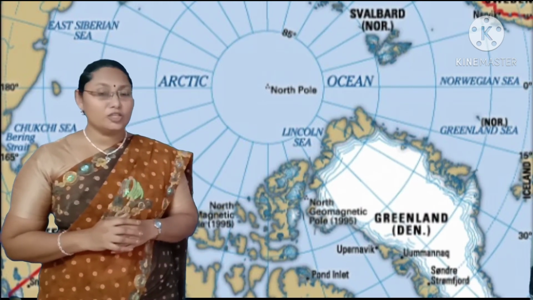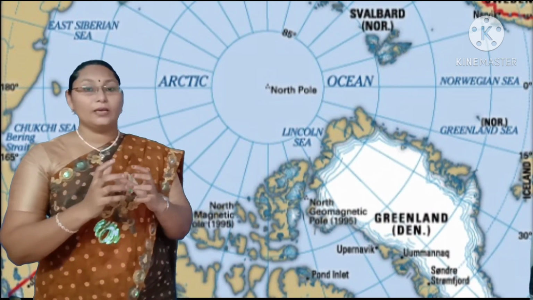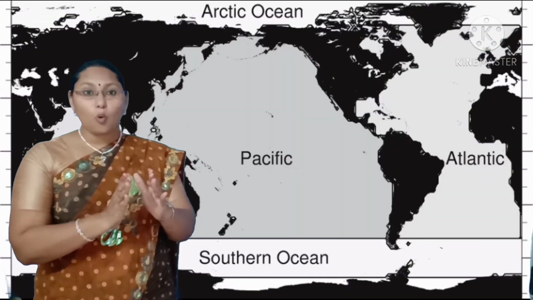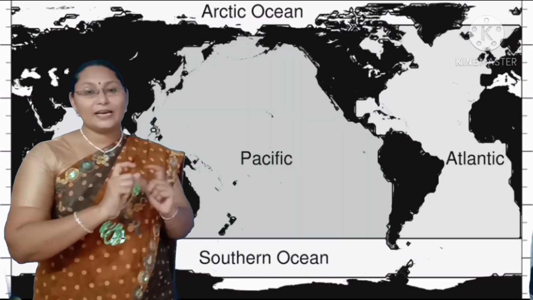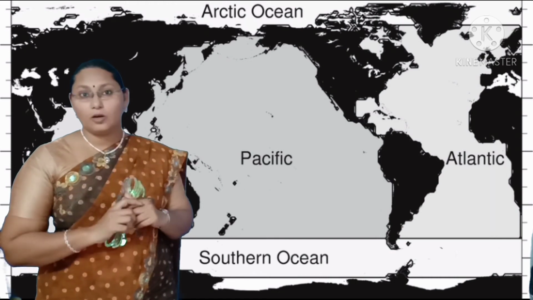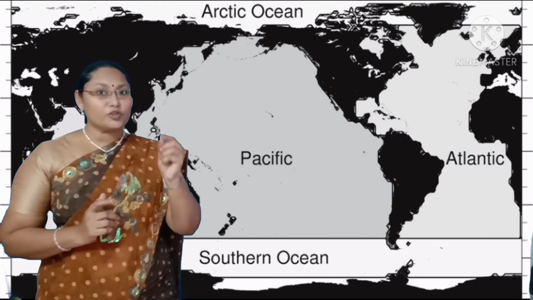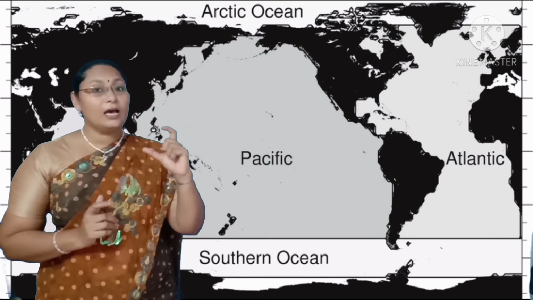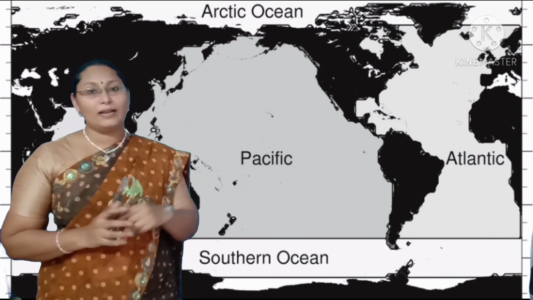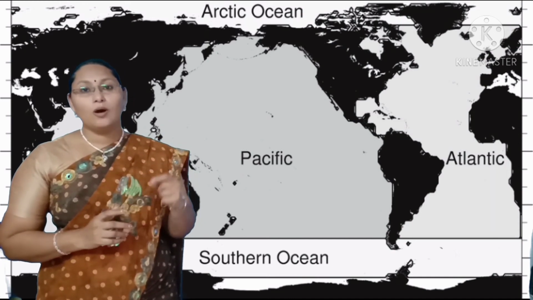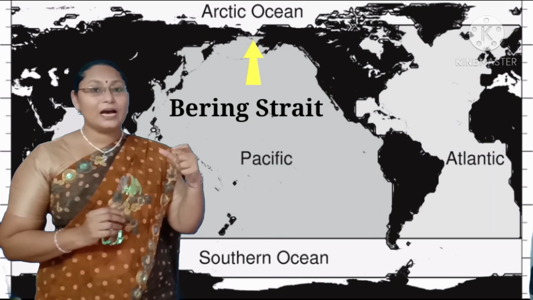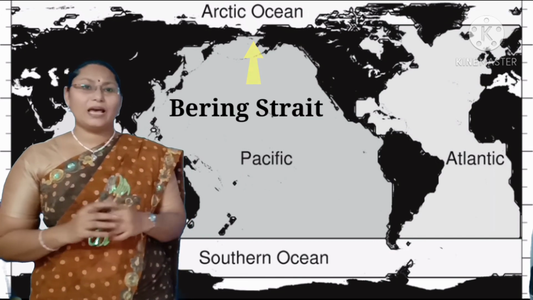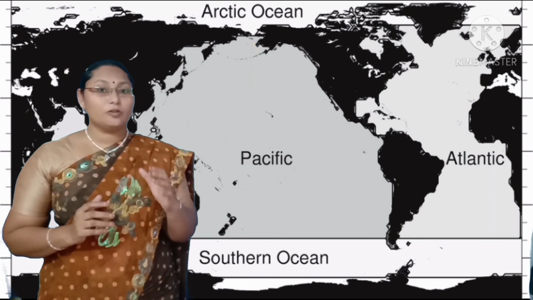There is a connection or pathway between the Arctic Ocean and the Pacific Ocean. Through a narrow water strait, there is a connection between the Pacific and Arctic Oceans. That narrow strait which links them is called the Bering Strait. So the Bering Strait connects the Pacific Ocean and Arctic Ocean. This is all about the hydrosphere present on the planet earth.